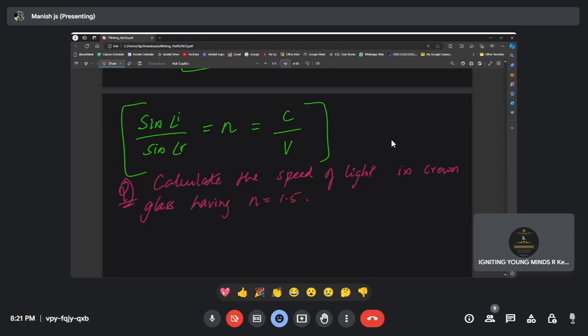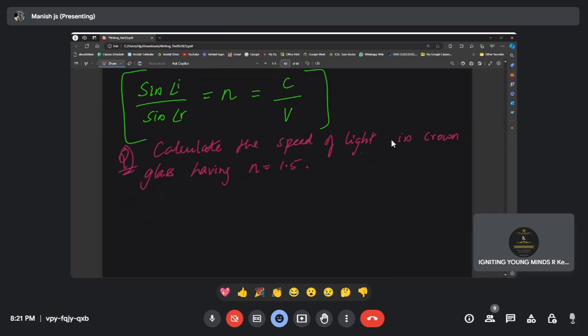I repeat, you should calculate what is the speed of light in crown glass having a refractive index of 1.5. So children, what do we do here? Can you tell me, identify the data given in the question? They have given you the refractive index, right? So can you calculate what is the speed of light in crown glass? So what would be your answer?